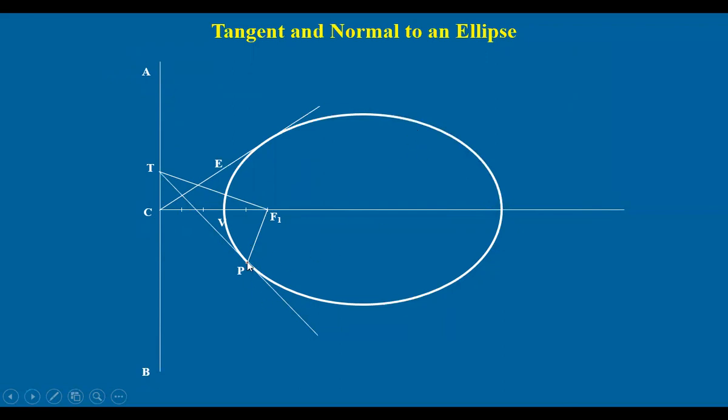At this point P, now draw a perpendicular to this line, right? This is the tangent. Perpendicular to this line passing through P, you get the normal. So like this, we get a tangent and normal for this curve. Once you have completed drawing, you can draw the tangent and normal also like this. Okay. Hope you understood this topic very well.